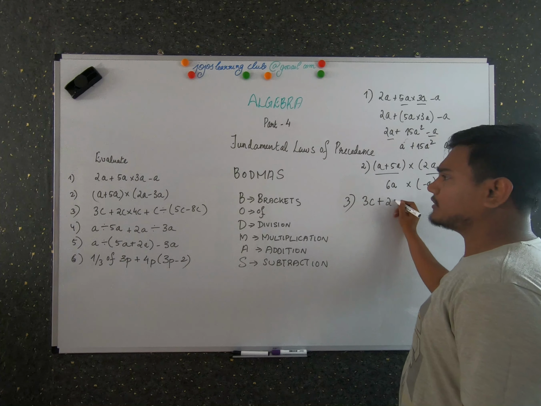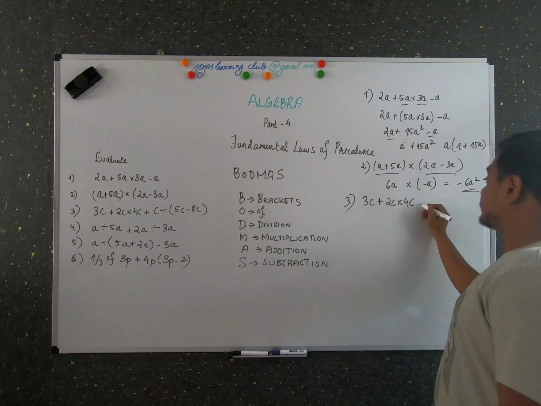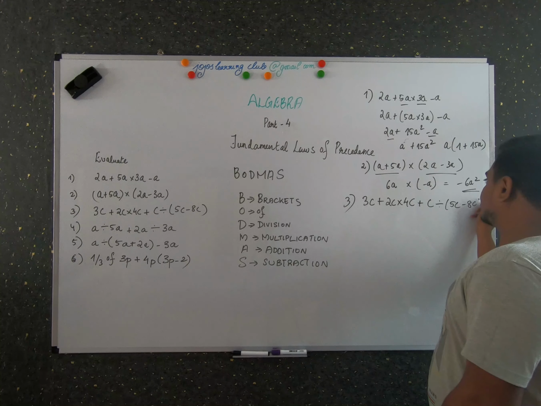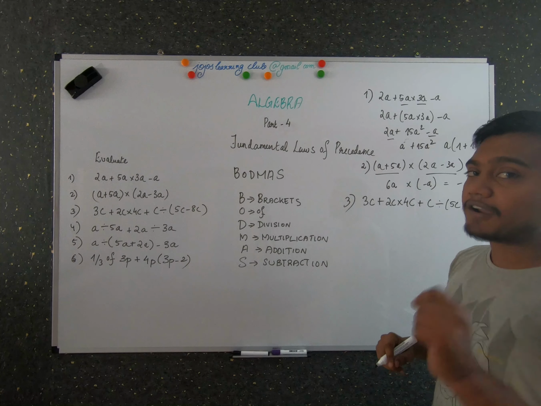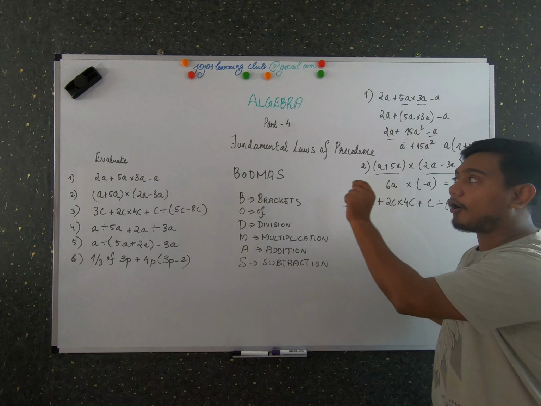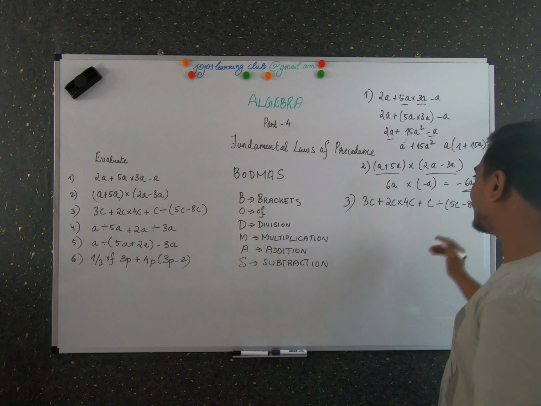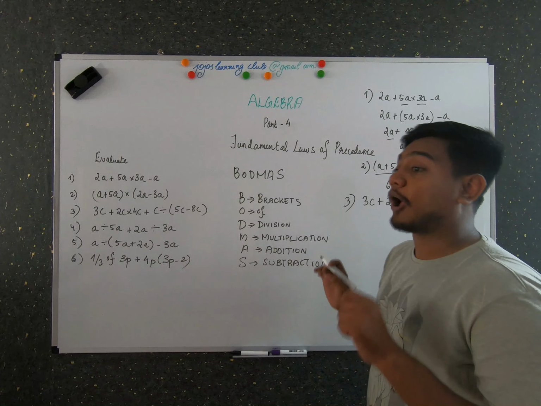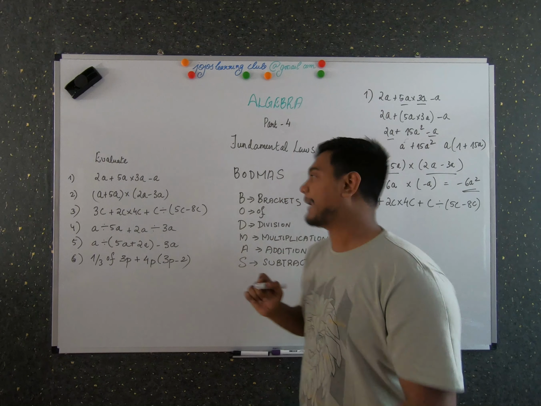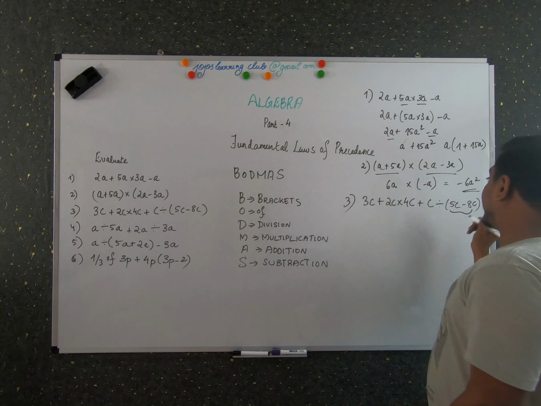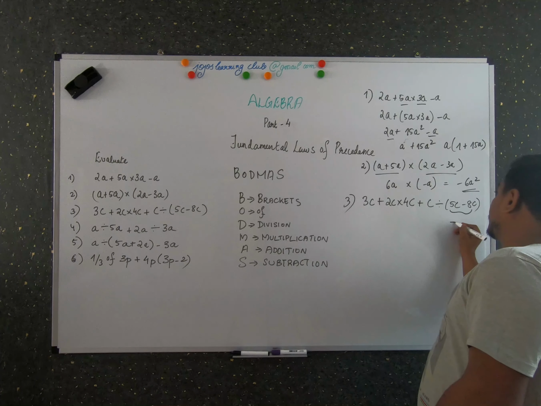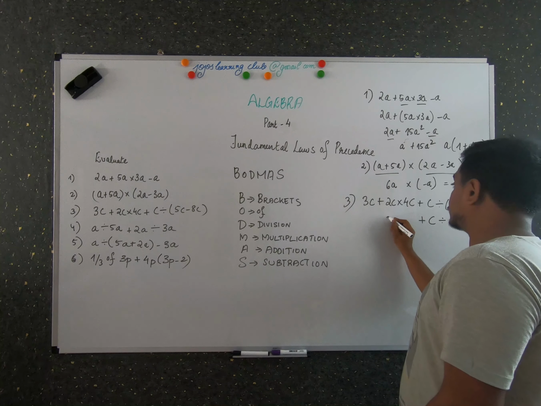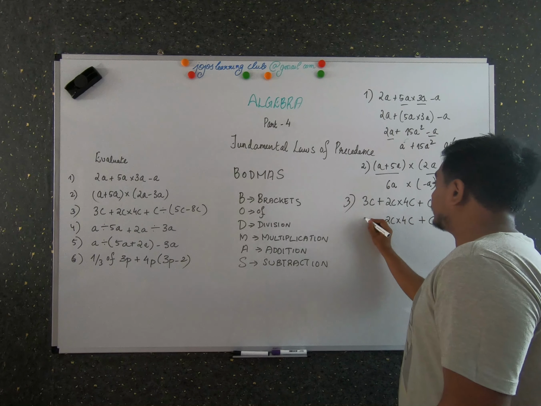3c plus 2c into 4c plus c divided by 5c minus 8c. Wow, this is a wonderful problem because you have all these laws of precedence. So here you know that there are brackets, and whenever there is a bracket, you have to do the calculation inside the bracket. So I'm going to simplify it. 5c minus 8c is minus 3c. So c divided by minus 3c, plus 2c into 4c, 3c.